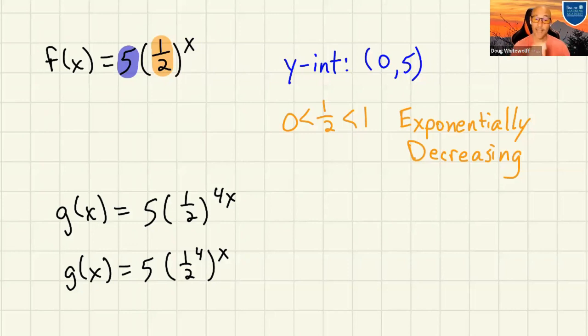Oh, nice way of writing it. So when we multiply 0.5 by itself 4 times, is that number going to be bigger or smaller?